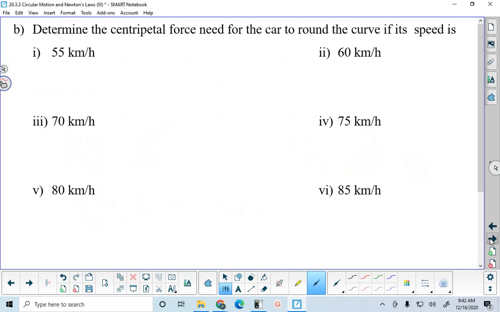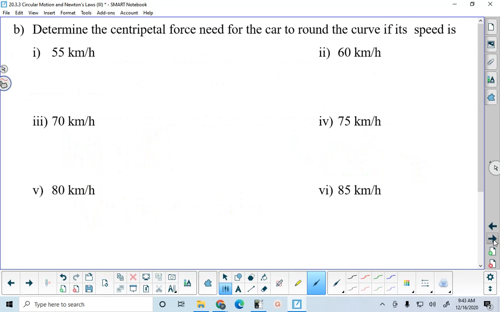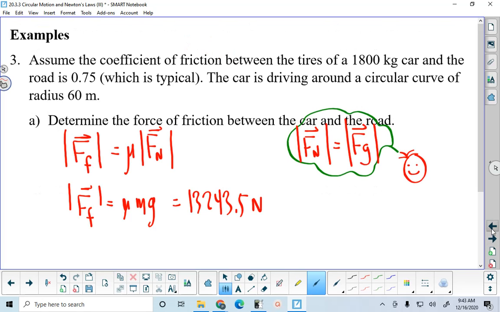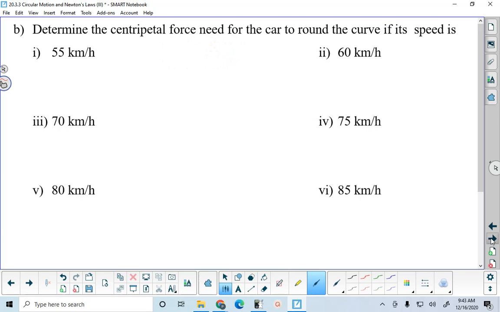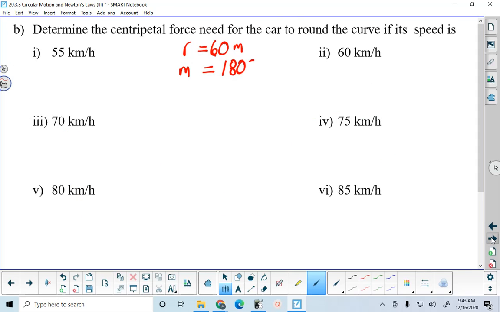And now what we're going to do is determine the centripetal force needed to move the car in this circular path. I'll remind you what the radius is here for those of you just looking on the screen. The radius is 60 meters, and the mass of the car is 1,800 kilograms. This is a case where we're going to do 6 calculations, but I don't want to have to do 6 separate sets of calculations.